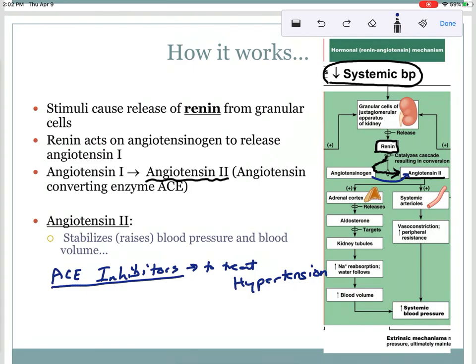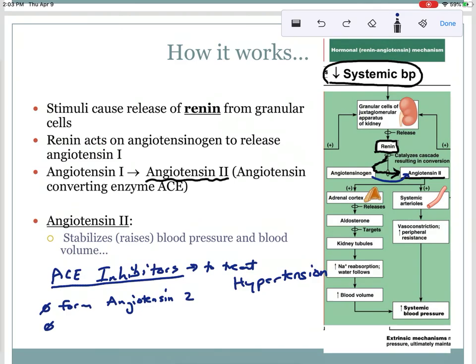So if someone has high blood pressure, one way we can manipulate that to make blood pressure go down is to inhibit ACE. If we inhibit that angiotensin converting enzyme, we don't form angiotensin 2 because we've just blocked the enzyme that lets that happen. And if we don't form angiotensin 2, then we don't let angiotensin do what it normally does.